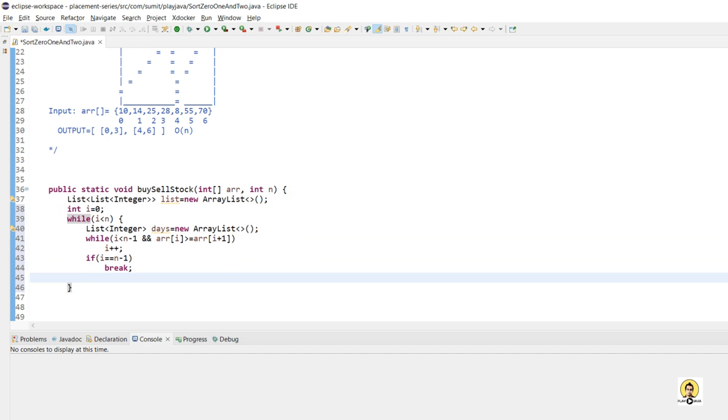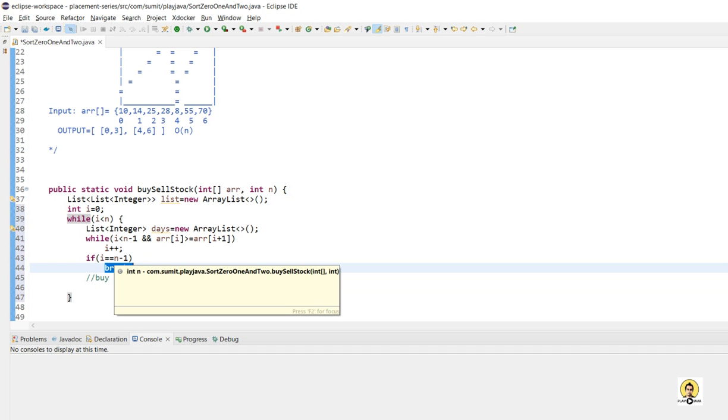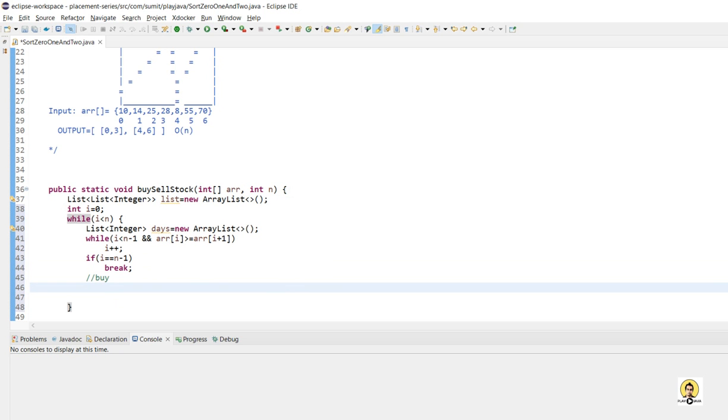So here I'm going to buy because it has not crossed the last and it is not the last index. So no need to buy in the last index, because if you buy on the last day, when will you sell? So for that scenario, I have provided a break here that we have crossed the end, just break it from here. Otherwise, if it has not crossed the last, then buy the share. For buying a share, I need to just put in the days.